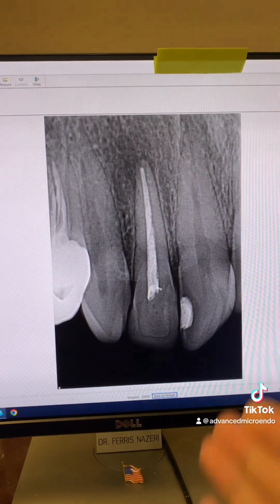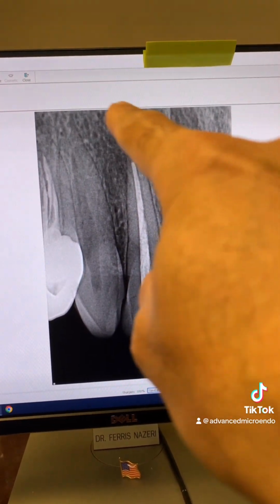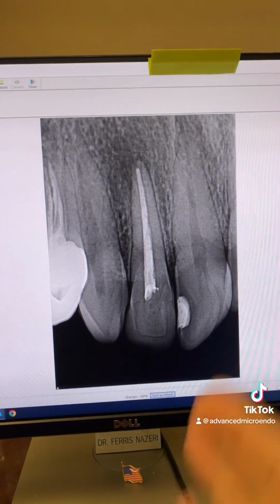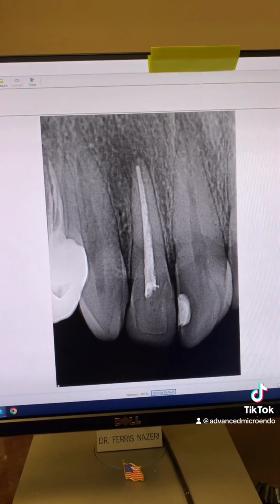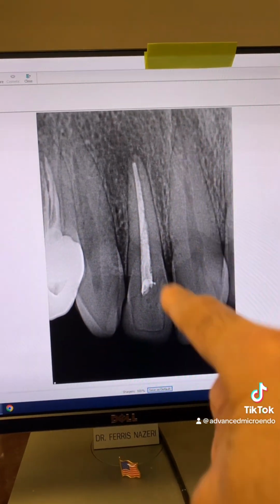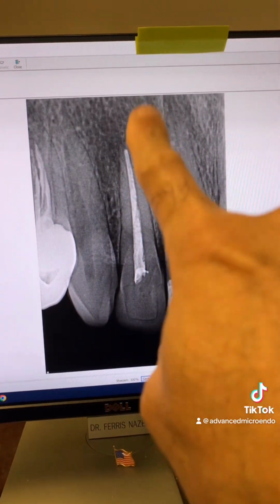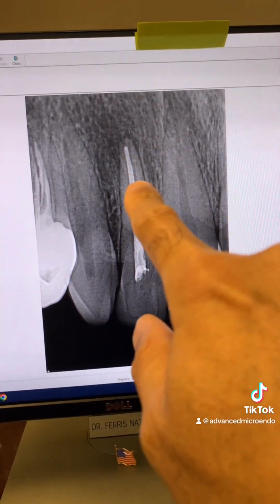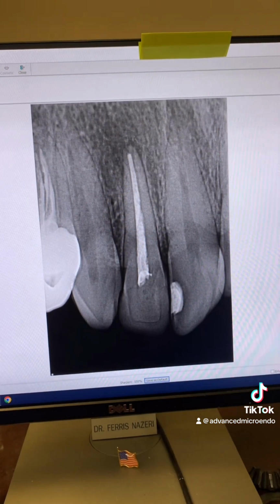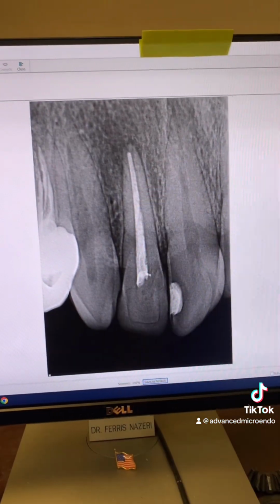And the patient says he has no symptoms. As you can see, there's a periapical lucency here. So again, in situations like that, I will contact the general dentist who did the root canal 6 or 7 months ago and ask for x-rays of the tooth before the root canal, so we can compare the size of this periapical lucency to the size of it today.